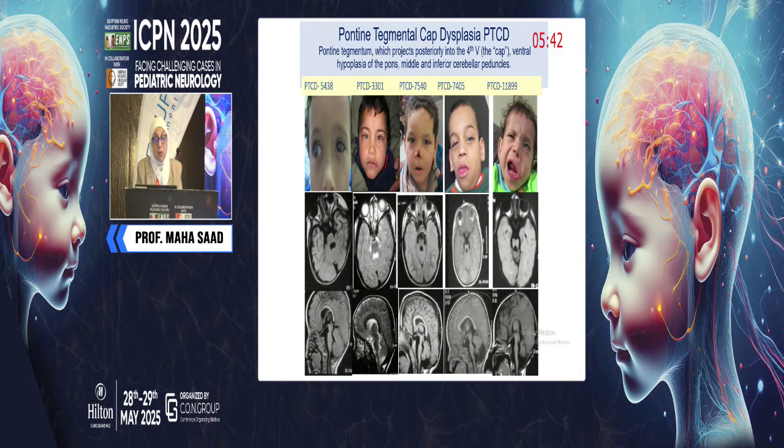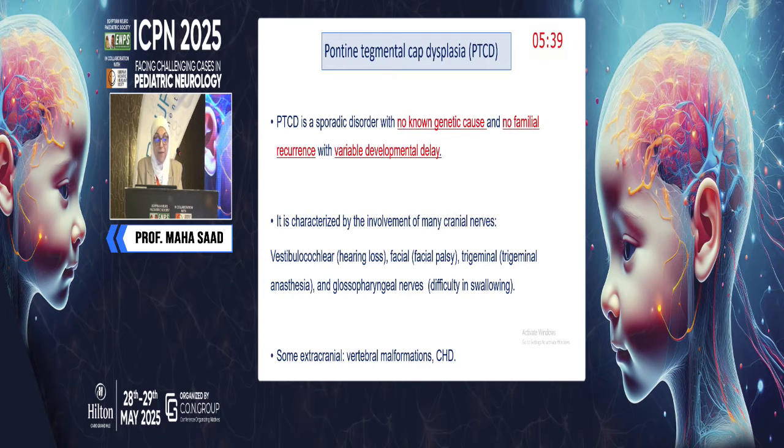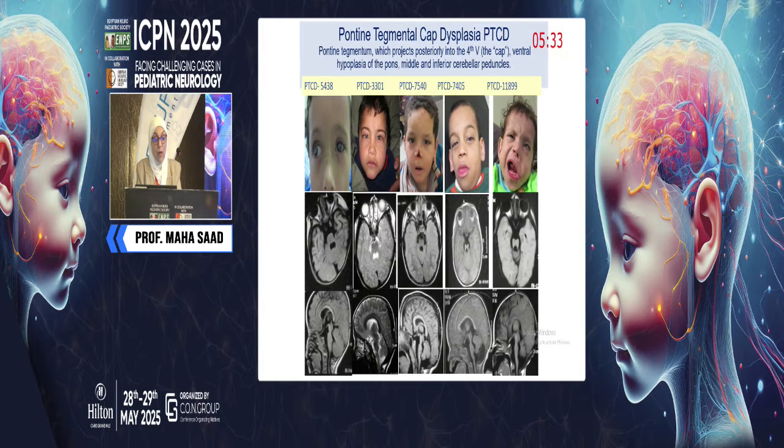cranial nerves. That's why many of them have hearing loss, facial palsy, and trigeminal anesthesia that lead to, as we can see here, the white cornea, even after transplantation of the cornea. I have some kids who return because there is total lack of sensation in the eye. There is no blinking.